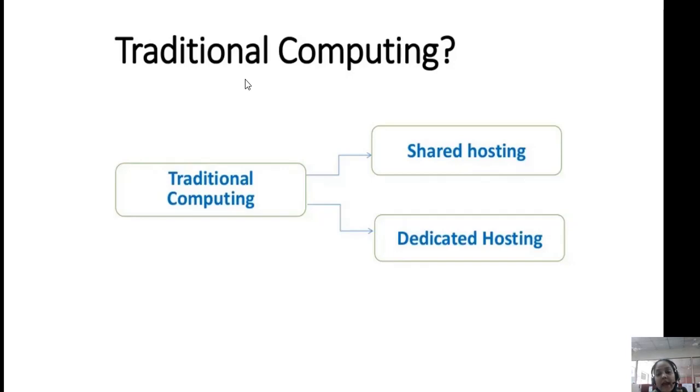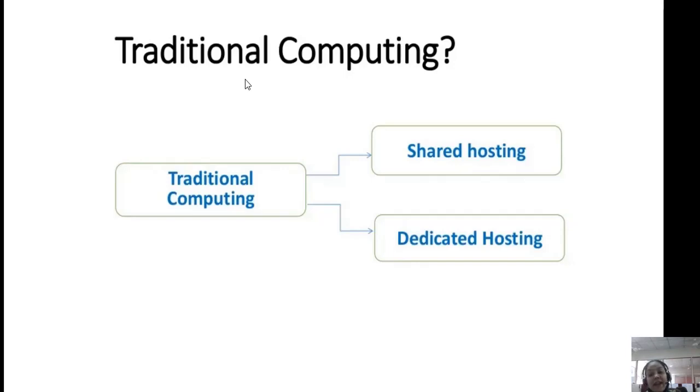So in traditional computing, I have shared hosting and I have dedicated hosting. If you talk about shared hosting, it allows multiple users, multiple types of websites, multiple accounts, and they all belong to a single web server. Multiple users, multiple visitors, multiple websites, multiple accounts, they all belong to the same single web server, because multiple users are sharing the same web server, right?